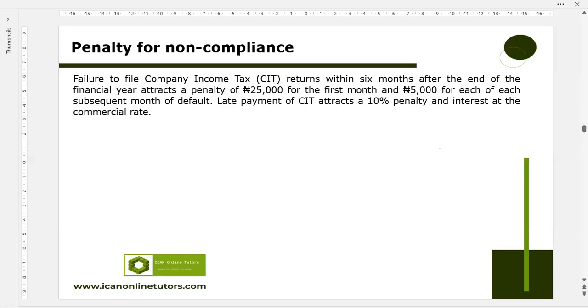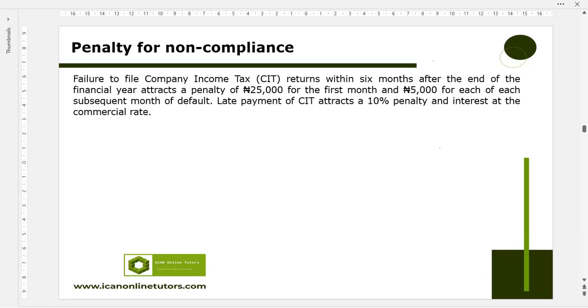So that's that. We still have some other ones. We have dividend basis, we have gross income basis. Which other one do we have? Those are the ones I can remember for now.